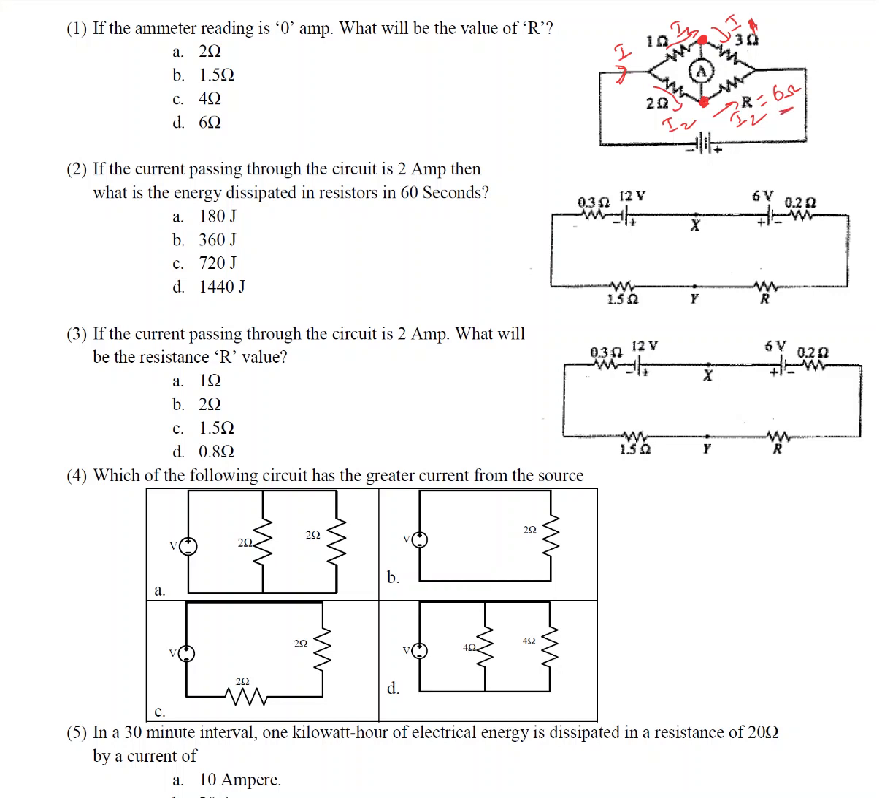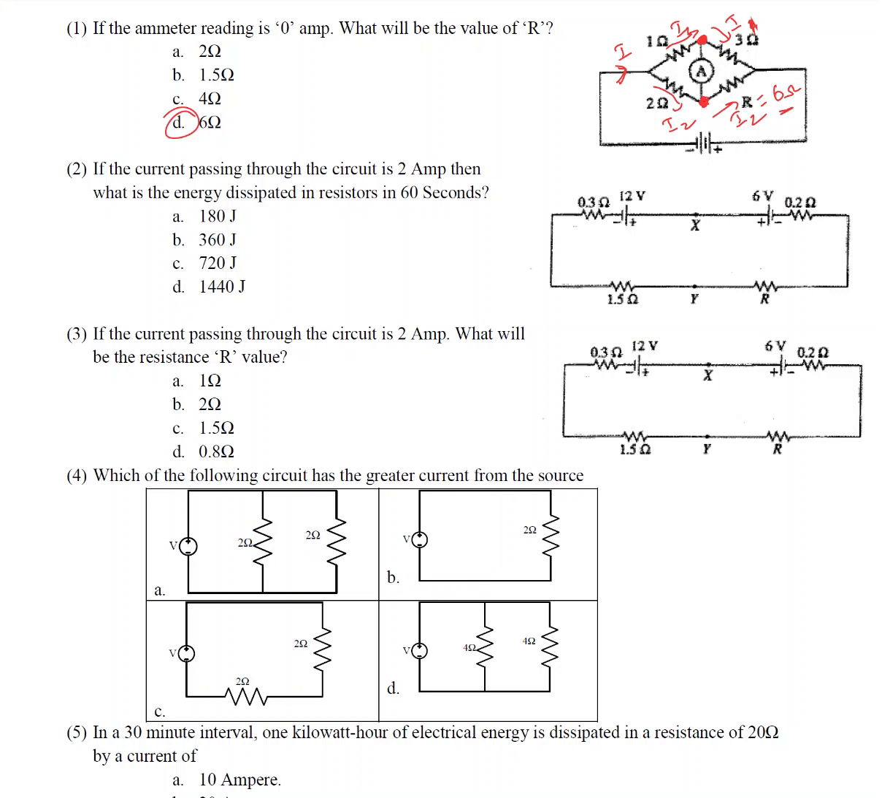Okay, but when I look at the circuit, I can clearly see that the same current has to pass through this 1 ohm and 3 ohm, and 2 ohm and this R, so R must be 6 ohms. So 6 ohms is the right answer.